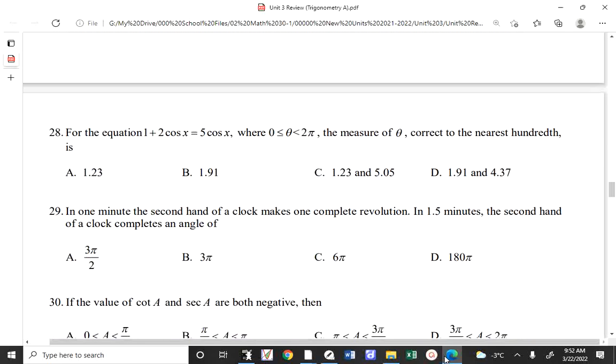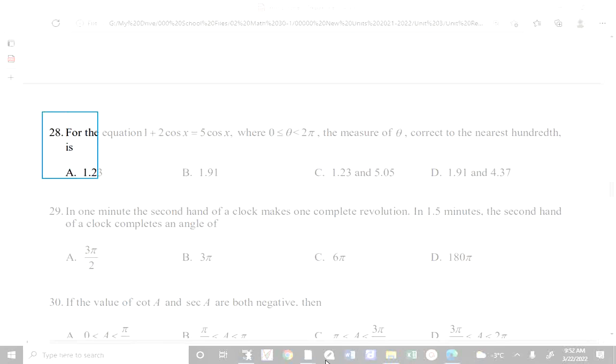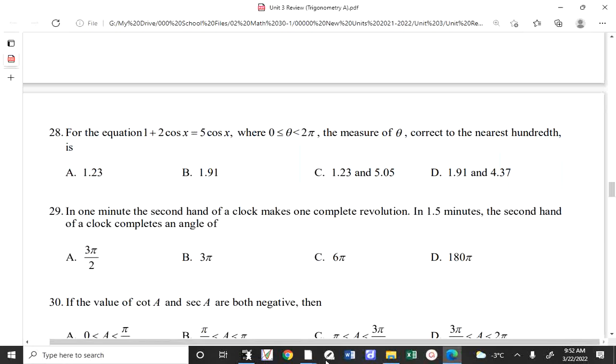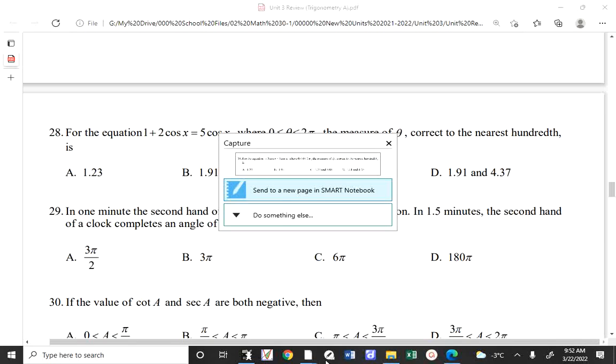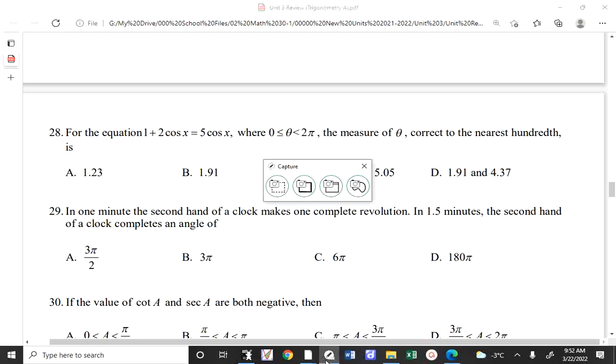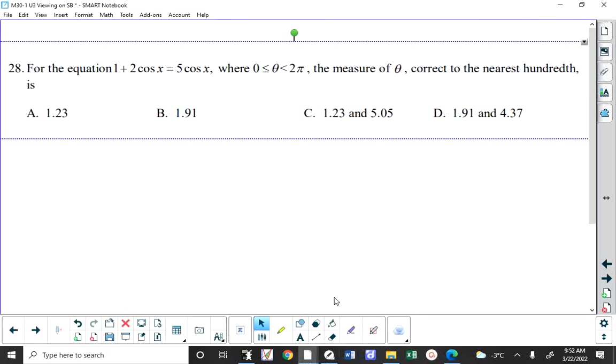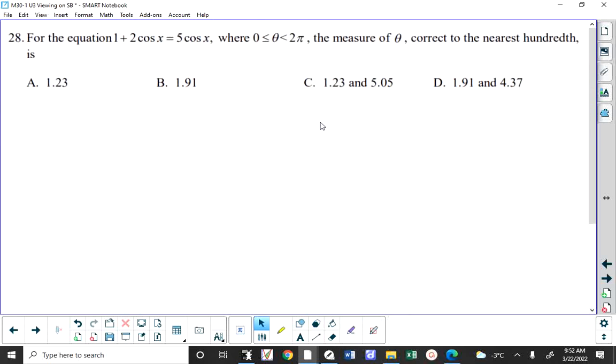Let's take a look at number 28. Okay, we have time. I'm going to imagine that you were asked to solve this on a written response question. And by the way, this is not a question where you could put the answers into the equation and check, because the answers are going to be rounded.